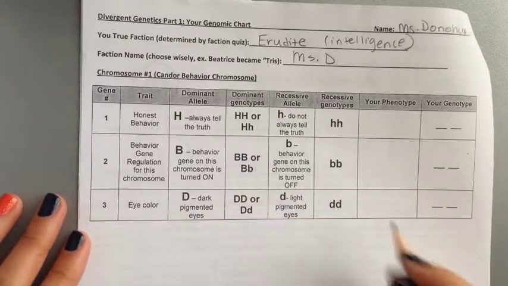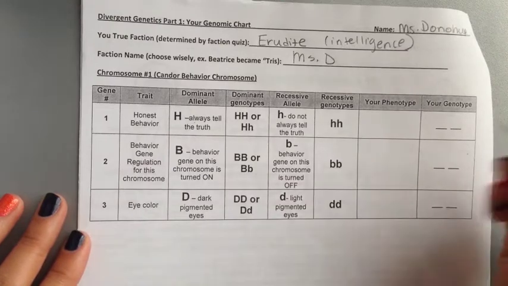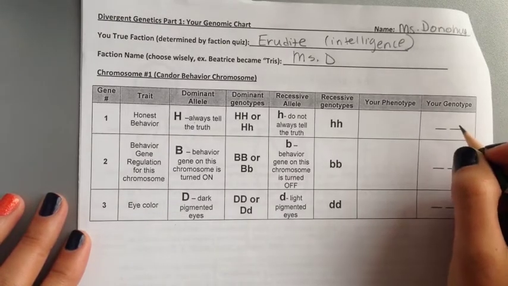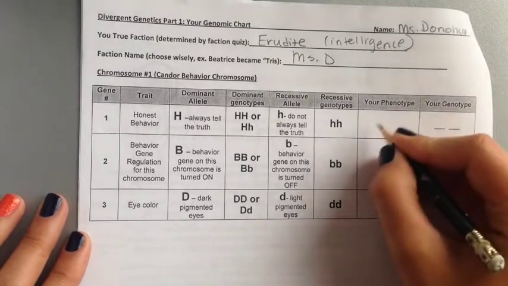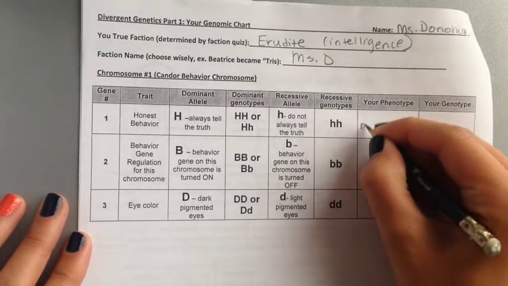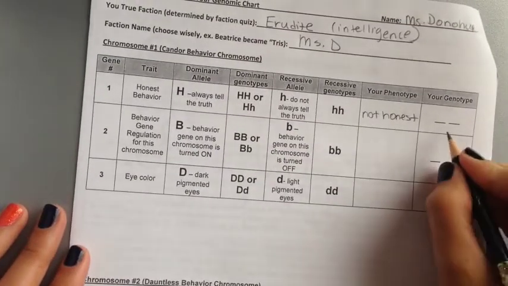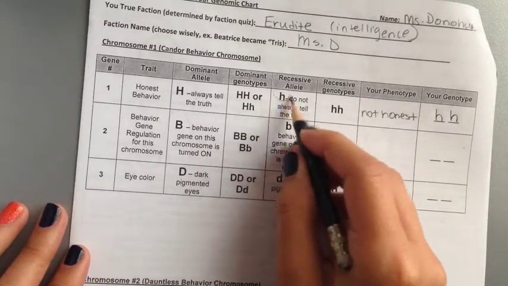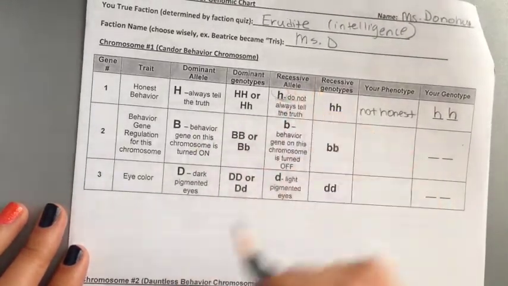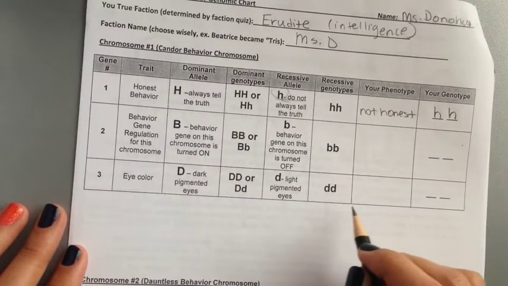So when I come to chromosome number 1 and I look over here for honest behavior, I have a couple different options. I know I cannot be displaying honest behavior, so let's just say that my phenotype is going to be not honest. That means there's only one way, one genotype, for me to have for that, which would be little h, as noted. Over here, little h means you're not honest, it's recessive. The only way to get a recessive trait is to have 2 of those recessive alleles.